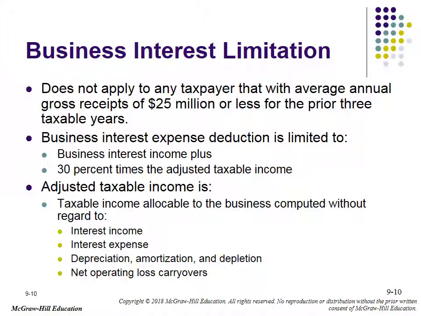So these items, if they've already been deducted or added, the expenses, the deductions would be added back and the interest income would be subtracted. And then that is your adjusted taxable income, which you would take 30% of. Add that to your business interest income. That's the maximum interest expense you can deduct.